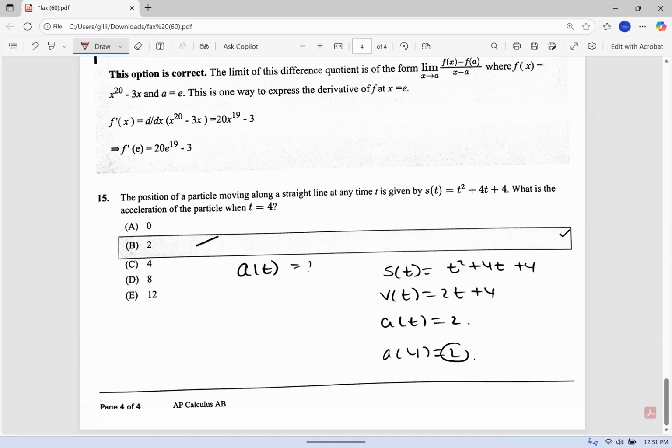And last but not least is number 15. The position of a particle is this expression here. What's the acceleration when t equals 4? So the first derivative is velocity, 2t plus 4. The second derivative is acceleration, which is a constant 2. So a at 4 is just equal to 2.